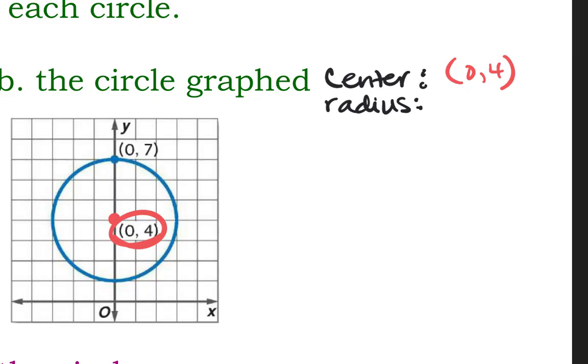Up. All right, so we're just gonna count the units up. So from the center, you're just going to count units up. So you're going to count 1, 2, 3. So our radius is 3 units. You can go left or right.